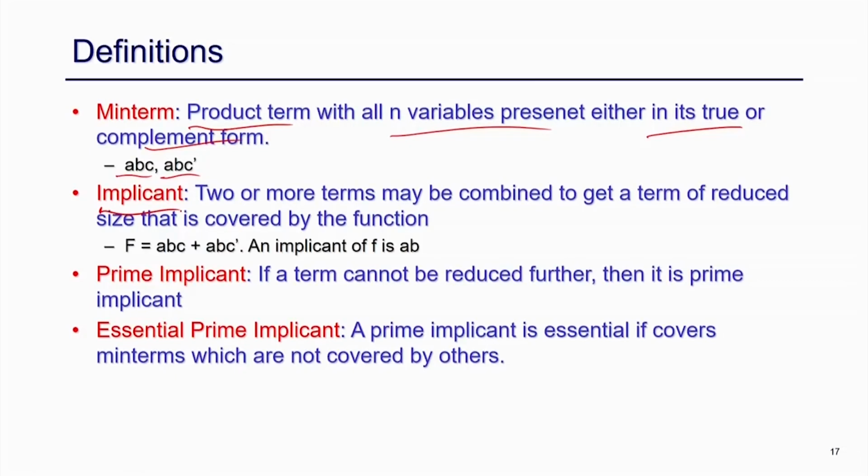What is an implicant? When two or more terms may be combined to get a term of reduced size, that is covering a function. For example, suppose I have a function ABC and ABC bar. An implicant of this is AB, because AB is basically ABC plus ABC bar. So it is covering both of them.